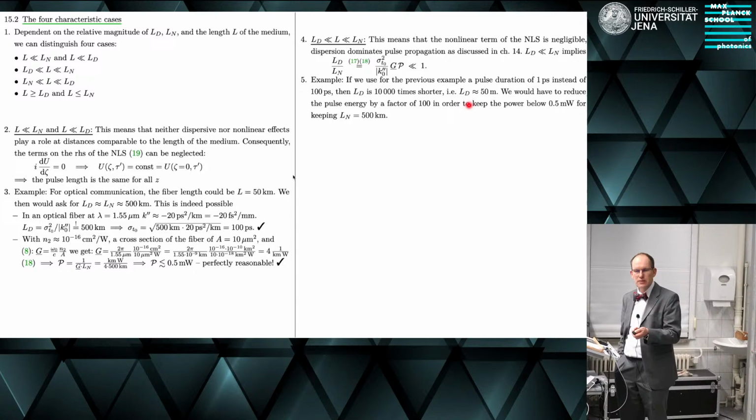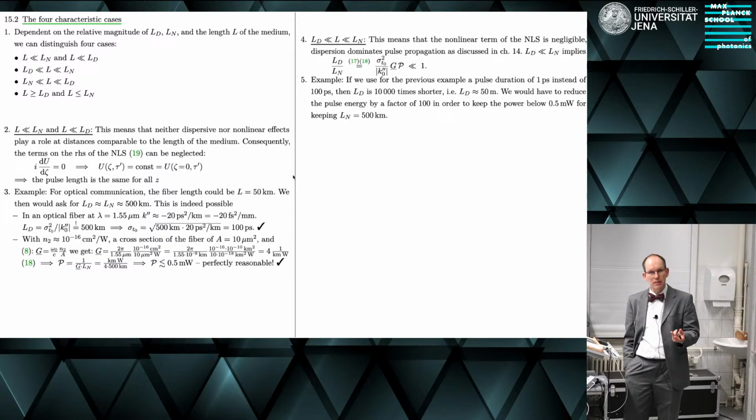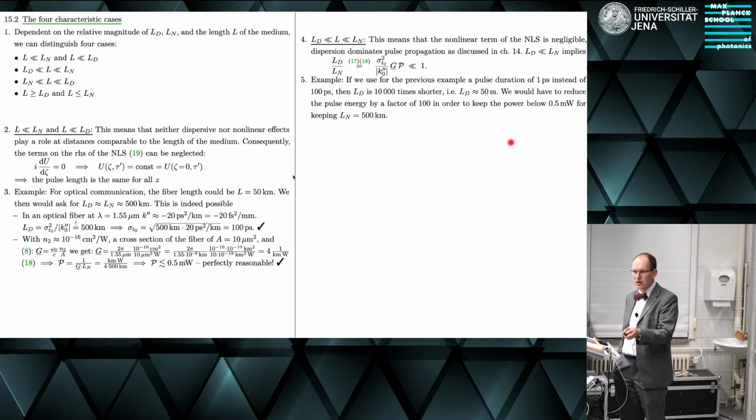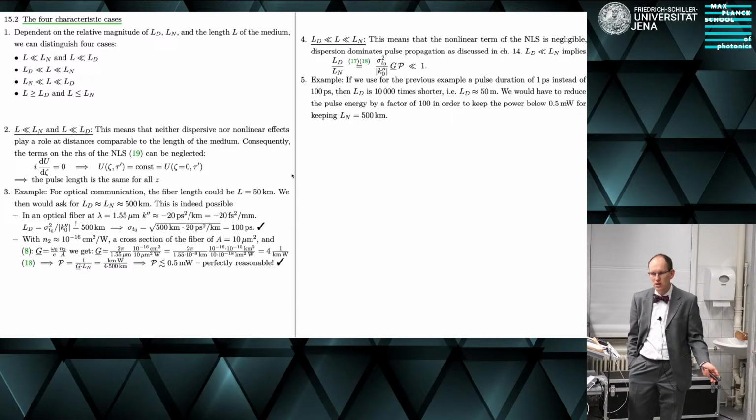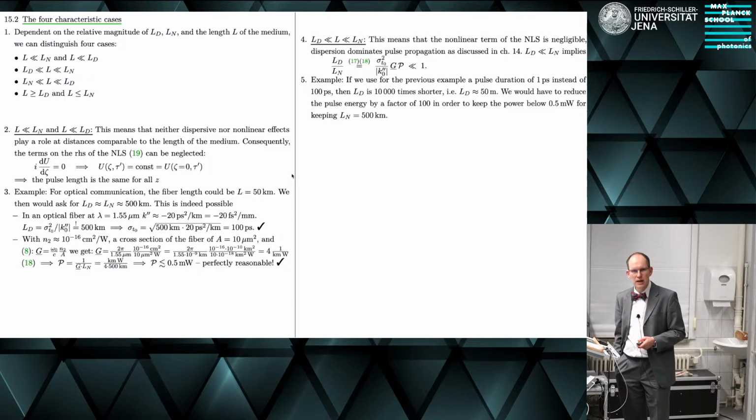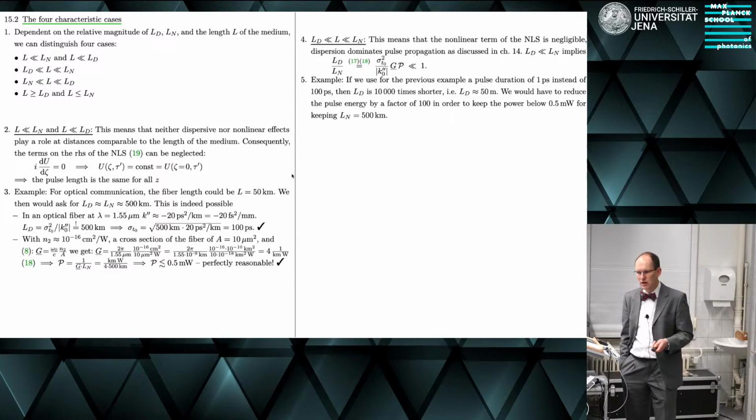Yeah? And this would actually imply that we would have to reduce the energy by a factor of 100 in order to keep the power below 0.5 milliwatts. Yeah? If we want to keep the nonlinear length much larger than the length of the fiber, such that nonlinear effects can be neglected. So you see that these nonlinear and dispersion lengths are convenient measures for estimating whether dispersion effects or nonlinear effects are important for the nonlinear Schrödinger equation.